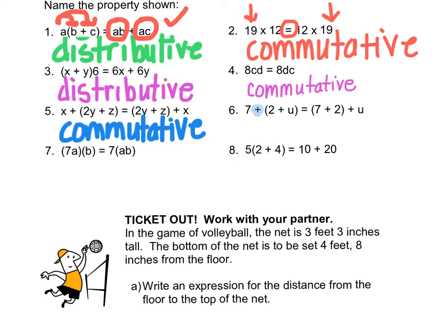So let's explain why it's associative. On the left side of the equal sign, the 2 and the u are associated with one another. But on the right side of the equal sign, the 7 and the 2 are associated with one another. The associates changed, and that's what makes it the associative property.